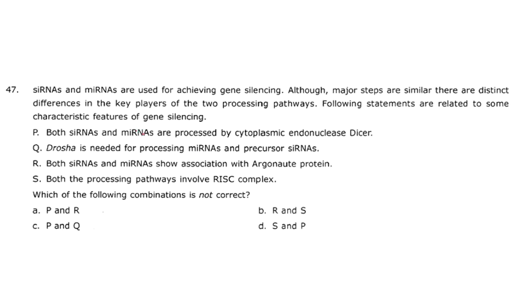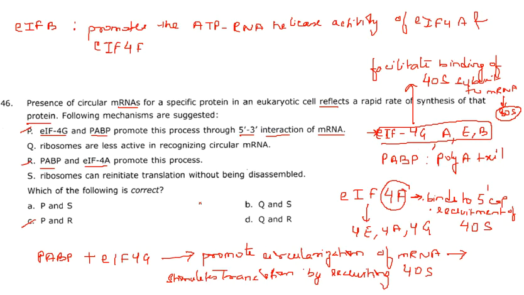Next question is: siRNA and miRNA are used for gene silencing. The major steps are similar, but there are distinct differences in the key players of the two processing pathways. The following statements are related to some characteristics of gene silencing. Which of the following combinations is not correct?